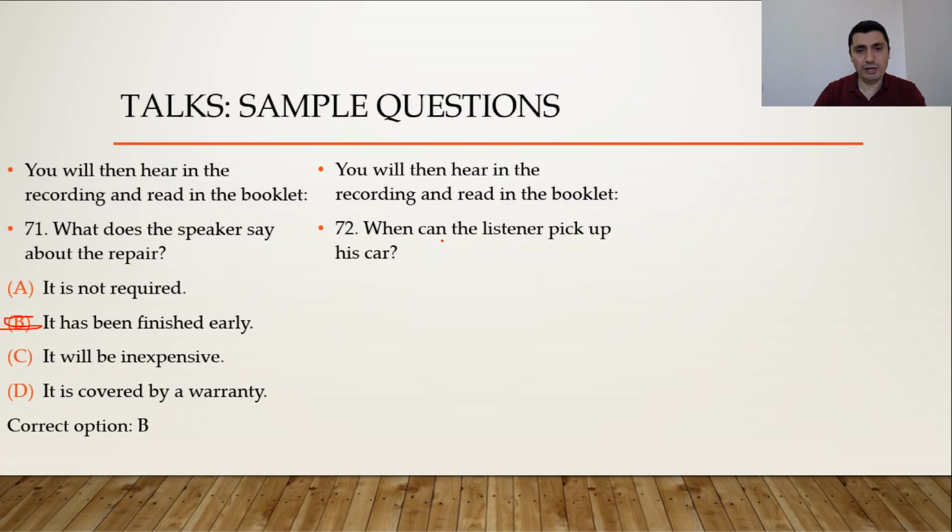72. When can the listener pick up his car? Today? Tomorrow? Next week? In 2 weeks?